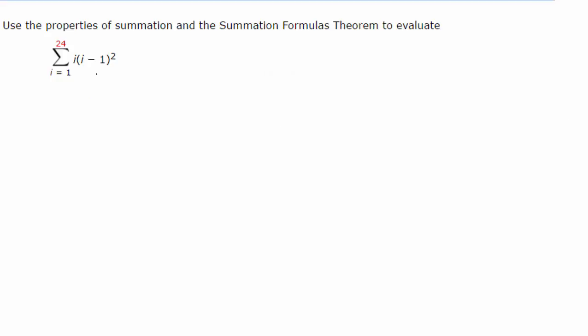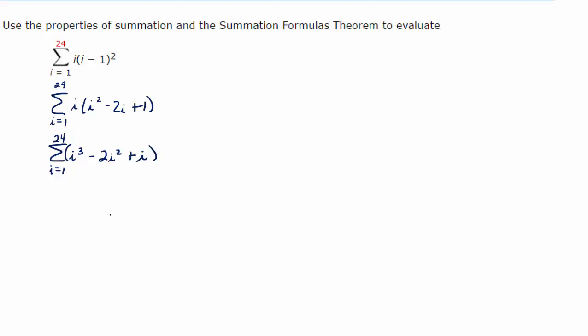So what I'm going to do first is just distribute this expression. So I'm going to have the sum i equals 1 to 24 of i times, foiling out i minus 1 times i minus 1 will give us i squared minus 2i plus 1. Then we're going to distribute that first i. So we have the sum i equals 1 to 24 of i cubed minus 2i squared plus i.